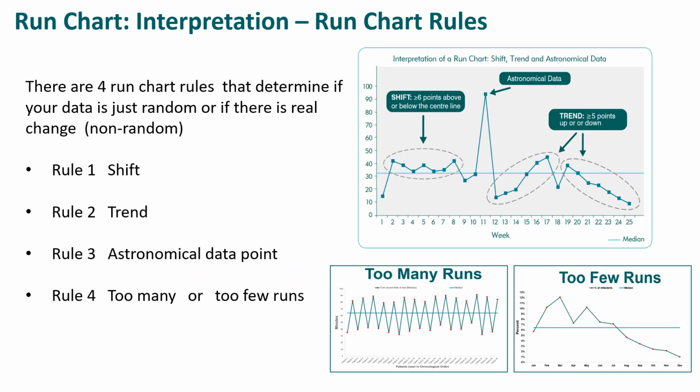In a run chart, there's 4 major rules that are used to determine if the data is just random or if there's real change, in other words, non-random. The first rule is a shift. The second rule is a trend. The third one is an astronomical data point or an outlier. And the fourth rule, which is a little bit more technical, is about too many or too few runs.